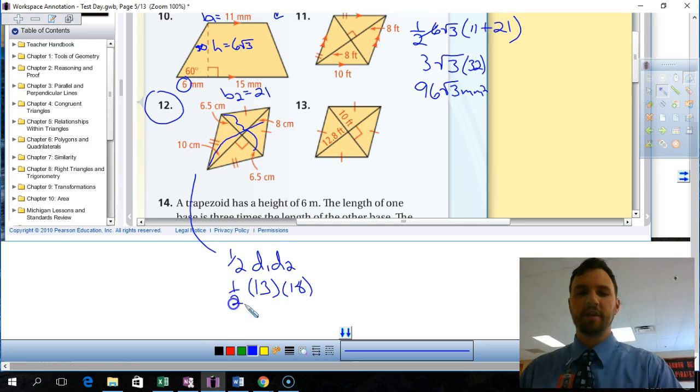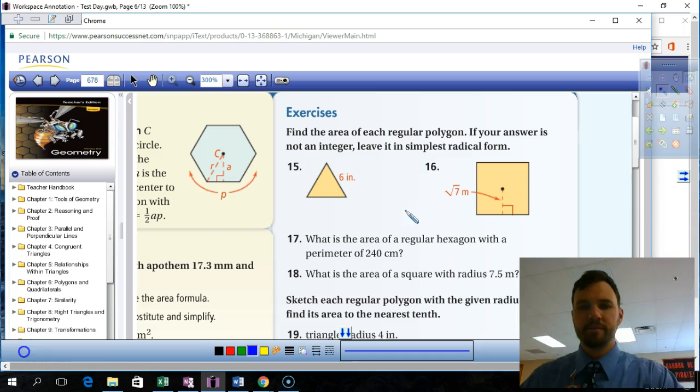I do half of those. What's that? 9 times 13. 9 times 13 is 117 centimeters squared. Next one we're looking at, I think, is number 17. It's find the area of a regular hexagon with a perimeter of 240.